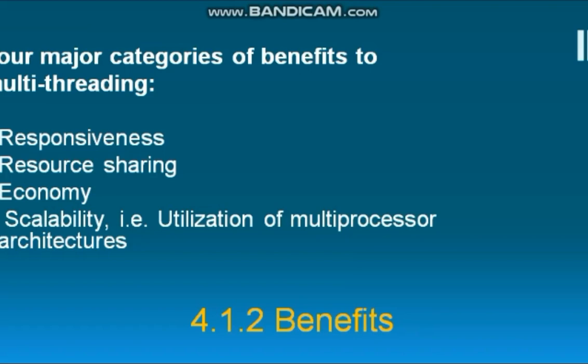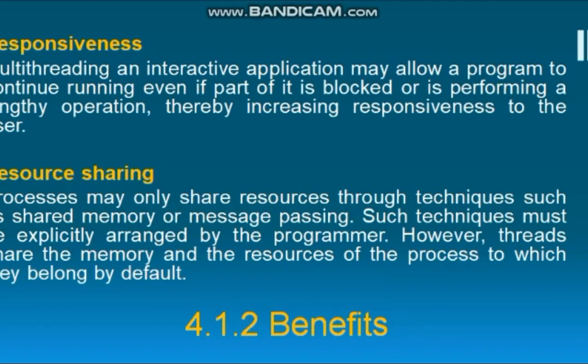These are the four major categories of benefits of multi-threading: responsiveness, resource sharing, economy, and scalability. The first one is responsiveness. An interactive application may allow a program to continue running even if part of it is blocked or performing a lengthy operation, thereby increasing responsiveness to the user. An example of that is user input and output.